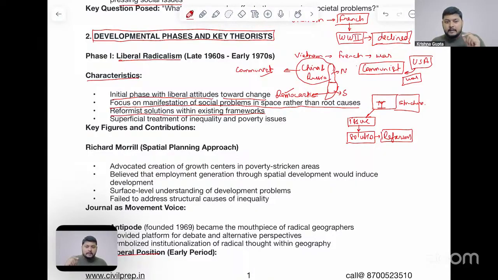So this was a reformist approach which was initially taken, later on which came a radical part, which wanted to overthrow this structure. So this also we need to keep in mind, how the structures were operating. Then superficial treatment of inequality and poverty issues was also seen here.